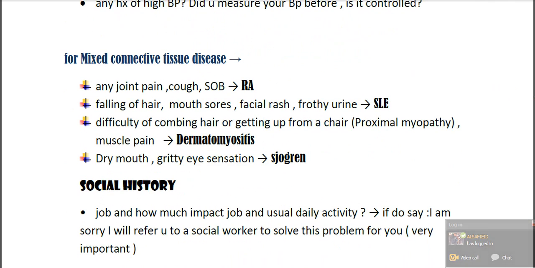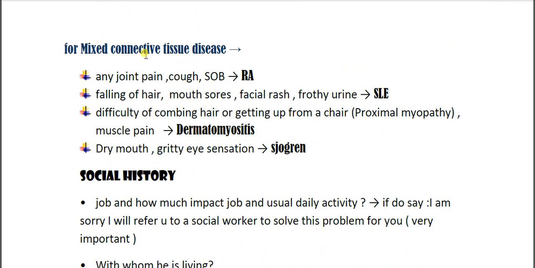Then I'm going to ask about mixed connective tissue disease. I asked about all of these: any joint pain, shortness of breath, or cough before, for rheumatoid, so no need to ask again. Any falling of hair or mouth sores or facial rash increased with sun exposure? No, doctor. Any frothy urine? No, doctor. Any difficulty getting up from a chair or muscle pain or polymyositis? No, doctor. Any dry mouth or gritty eye sensation? No, doctor.